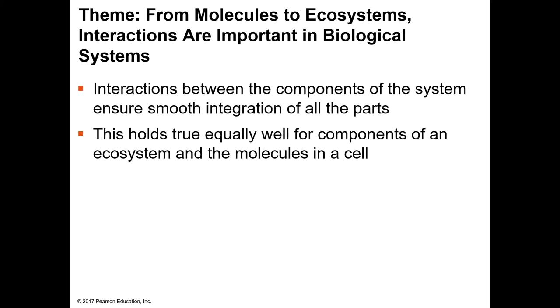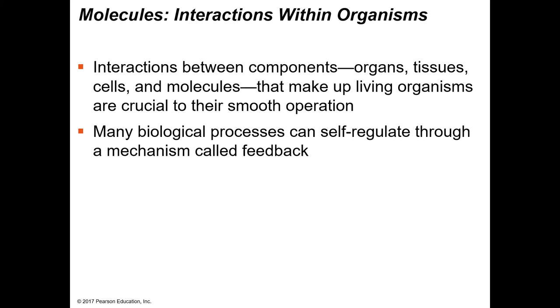Here's another theme. From molecules to ecosystems, interactions are important in biological systems. Interactions between the components of the system ensure smooth integration of all the parts. This holds true equally well for components of an ecosystem and the molecules in a cell. Interactions between components such as organs, tissues, cells, and molecules that make up living organisms are crucial to their smooth operation. They have to work together very nicely.